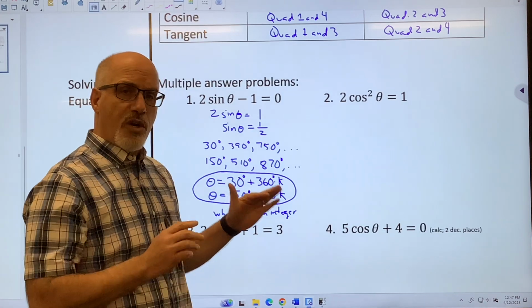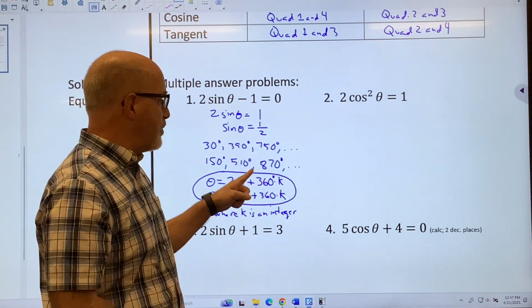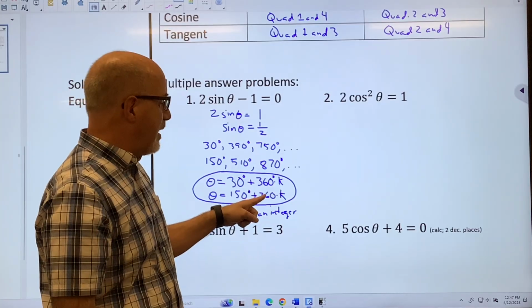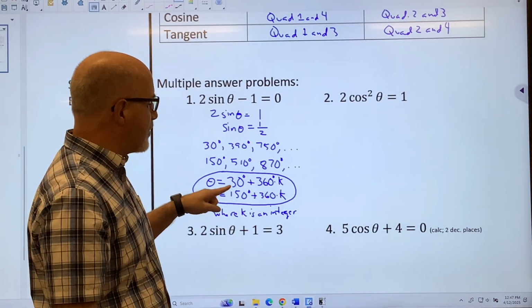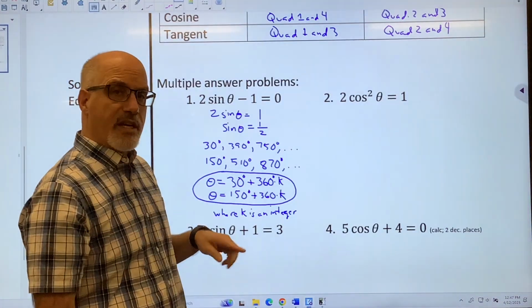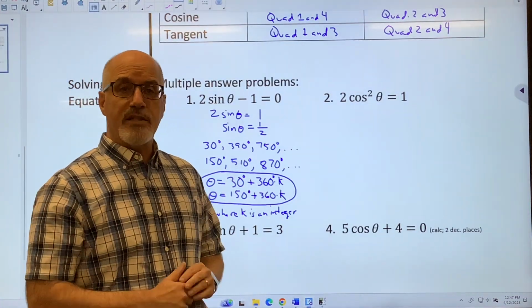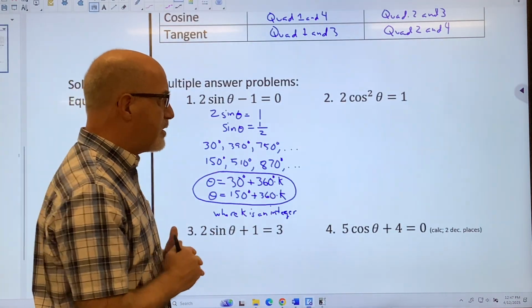Now, just a note, I'm doing it in degrees here. If you replace this with 2 pi as my radian values and replace these with pi over 6 and this with 5 pi over 6, then you can do it in radians as well. But I'm going to stay with degrees for right now. All right, let's do this next one.